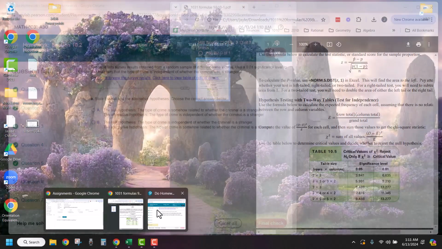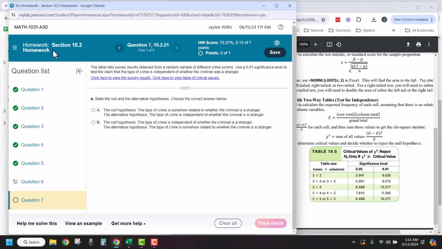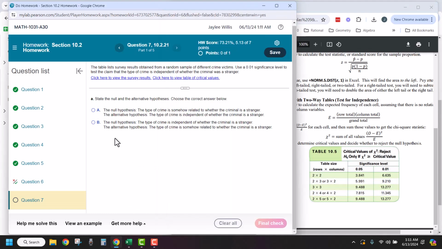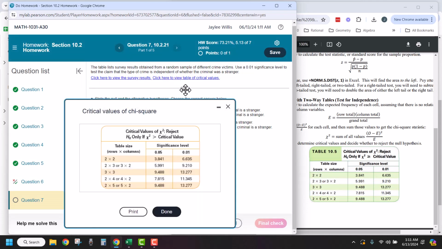Okay, now let's go through an example from chapter 10. So this is from chapter 10.2, which is about two-way tables and doing hypothesis testing with those two-way tables. So one thing that's important to note is that the two-way tables doesn't mean that you just have two options. It means that you have two categories or two sets of categories that you're grouping your data by.